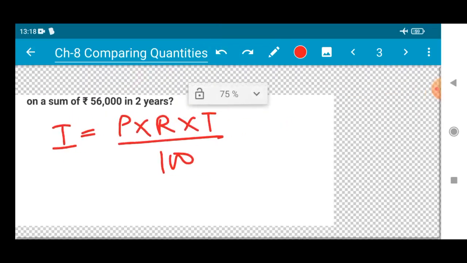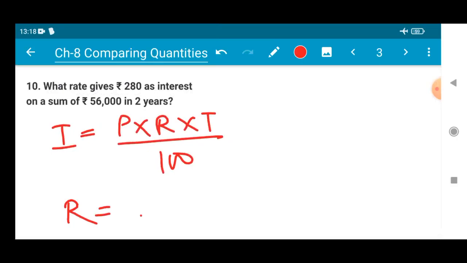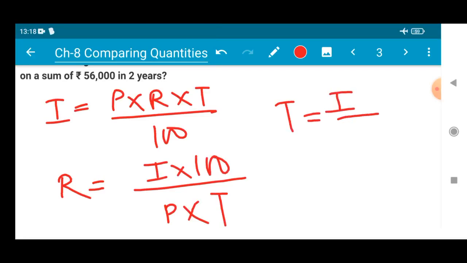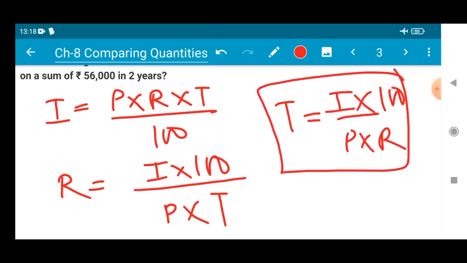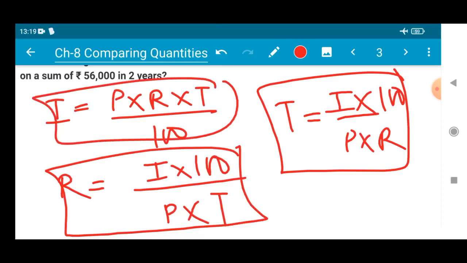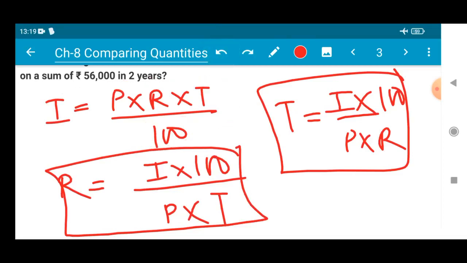So we can derive our formula to find the rate, that is P into T will be below and I into 100 will be there. If you have to find the time, then same thing you'll be doing. That is P into R will be down there, I into 100. So if you have to find time, this is the formula. If you have to find rate, you have to use this formula. And if there is interest, this is the formula. 100 itself is a value, right?